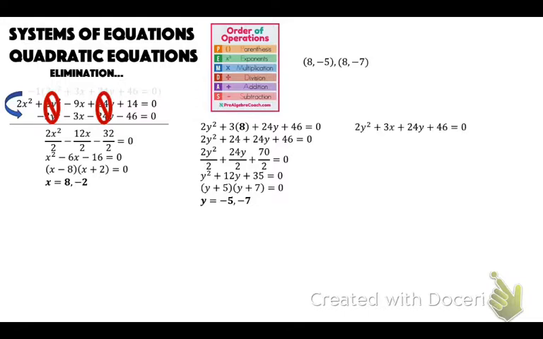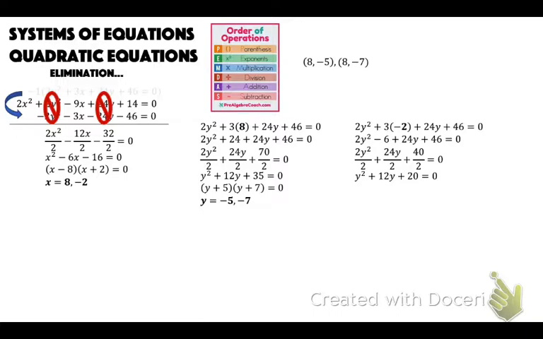Okay, let's do the same thing, plug in -2. So we have 2y squared minus 6 plus 24y plus 46 equals 0, which is 2y squared plus 24y plus 40 equals 0. Divide by that 2, and you get y squared plus 12y plus 20 equals 0. Factor it, factors to y plus 10 and y plus 2. So that's y equals -10 and y equals -2. So when x equals -2, we also have -2, -10, and -2, -2.